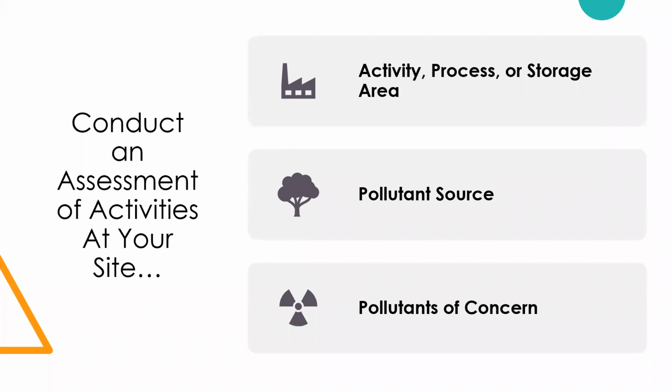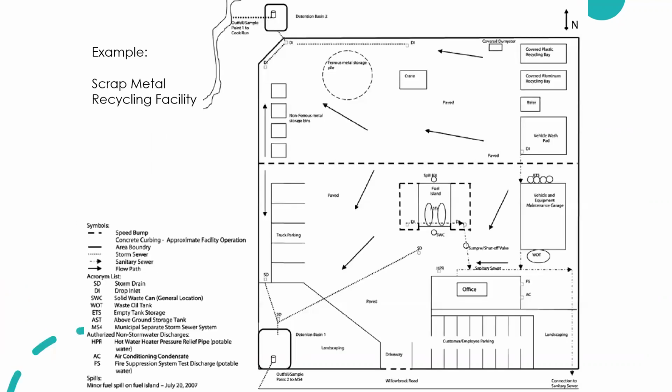Any processes that are open to stormwater, any activities like unloading or loading that you're doing, that'll be what you're looking for. And once you've determined the pollutant source, you want to determine what the concerns are related to these pollutants. So what hazards are they going to present if they do get released? And once you've got an assessment of this, you can build a site map, which is required for your SWPPP.